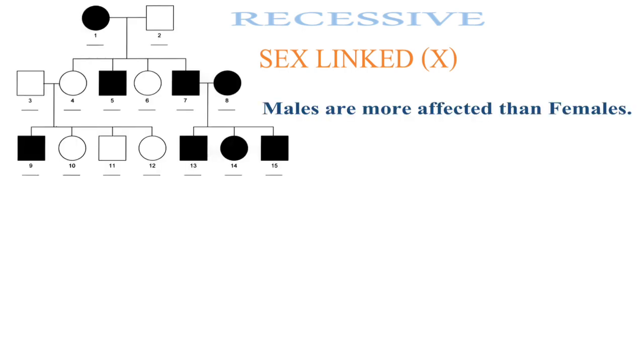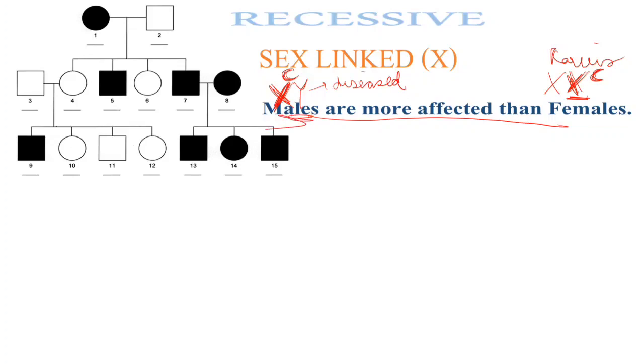Next is if the condition is a recessive and X-linked condition. So how to find out that? For that, the first golden point is that males are more affected than females. Why is it so? Because males only have one X chromosome and females have two X chromosomes. So even if a female contains one recessive X chromosome, she will be a carrier. But males cannot be carriers because males contain only one X chromosome. So if this allele is present in males, then the males are diseased. That's why males are more affected than females.